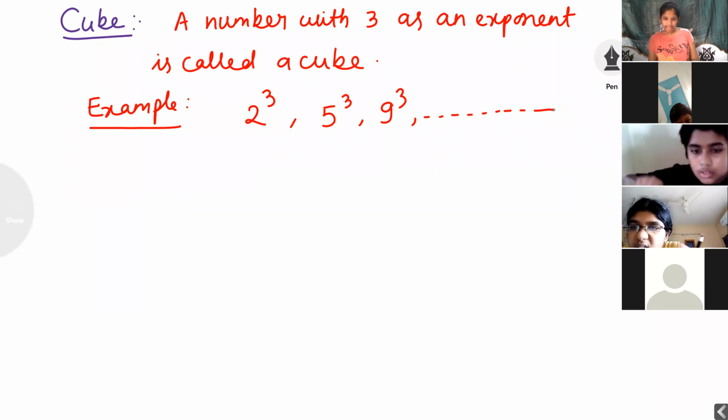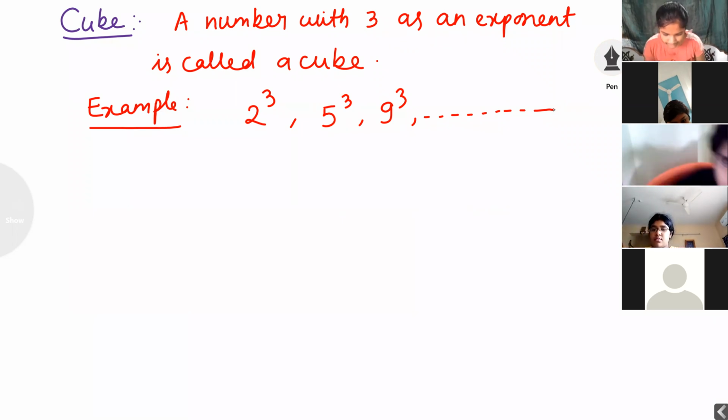Now today students, I am giving 2 homework. First homework, you need to solve the questions from the course book, and second homework I am giving you, we need to learn 1 to 20 square numbers.